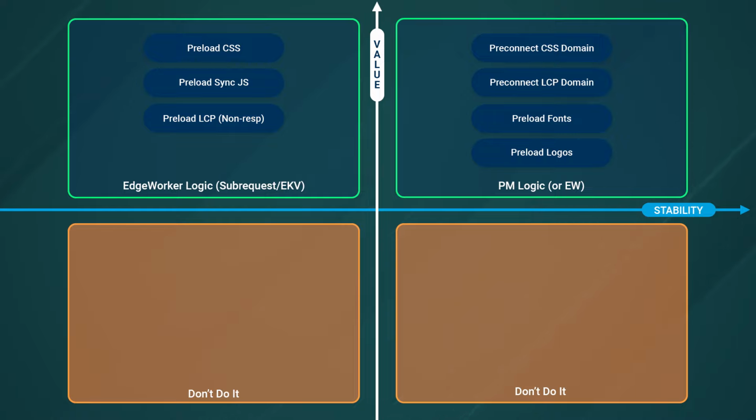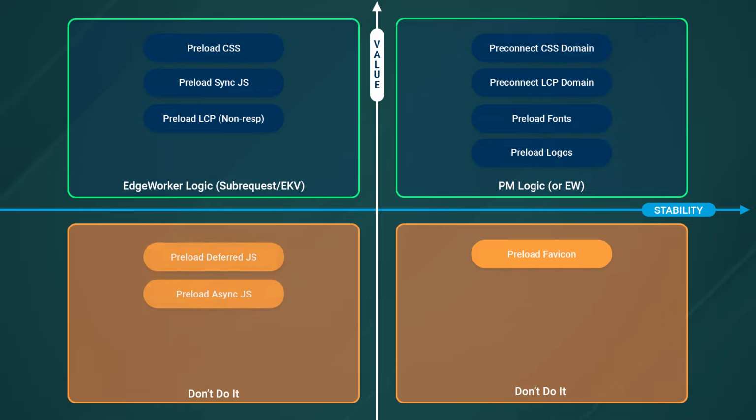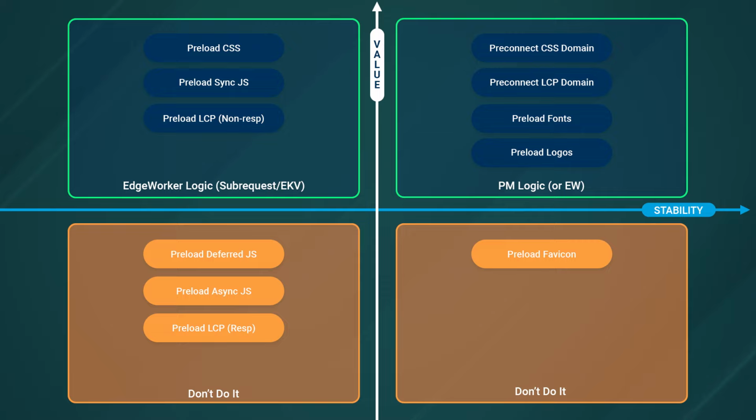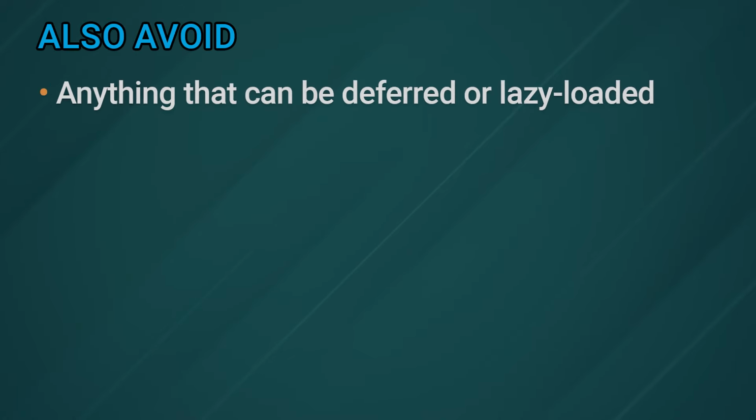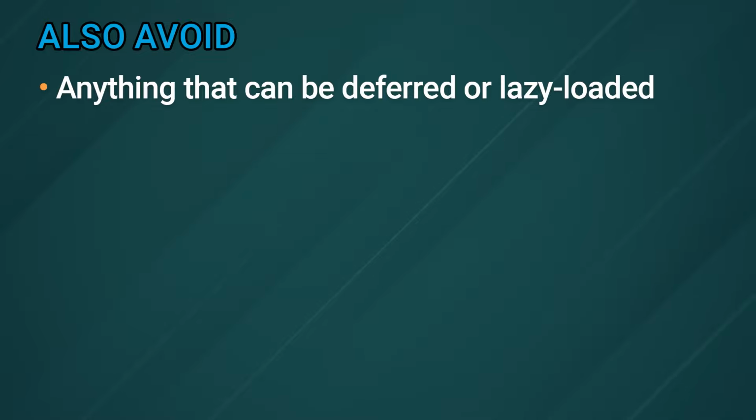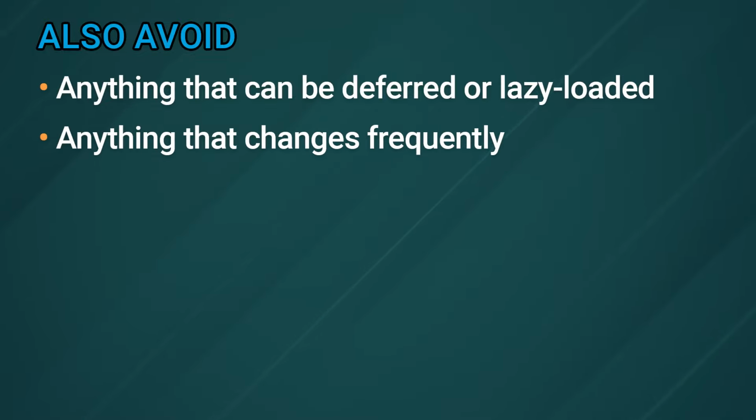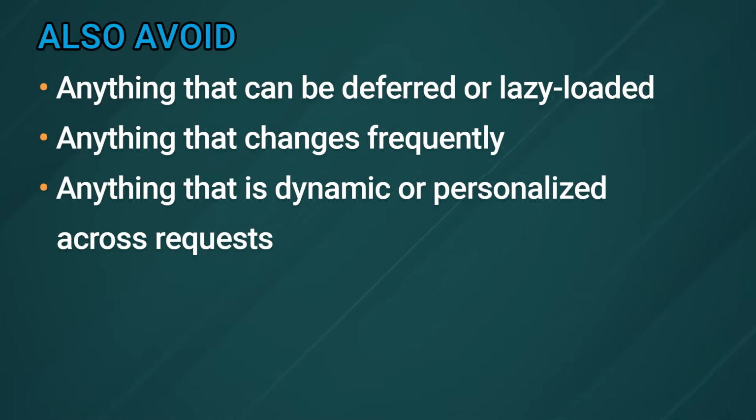Things that you should probably avoid is preloading favicons and any deferred or asynchronous JavaScript, as well as the largest contentful paint if it's an image with responsive sizes. And you're also going to want to avoid anything that can be deferred or lazy loaded, or anything that changes frequently. Same with anything that is either dynamic or personalized across different requests. You'll also want to keep track of any sort of resources that are served from third-party websites.